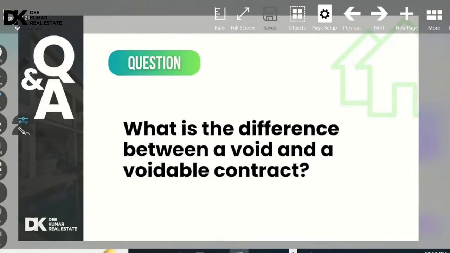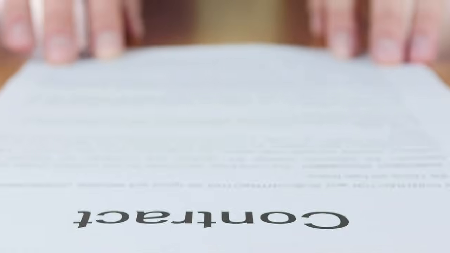Another question that came in is, what is the difference between a void and a voidable contract? It's a classic question. When you teach contracts in real estate courses or any course, law school or whatever, contracts are going to bring up these different ones.